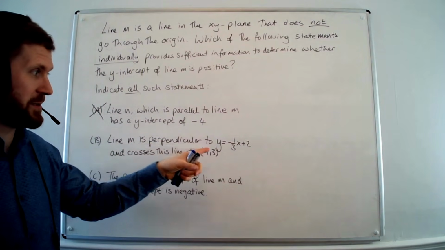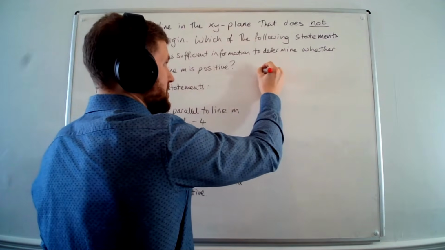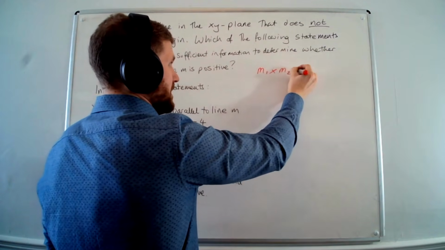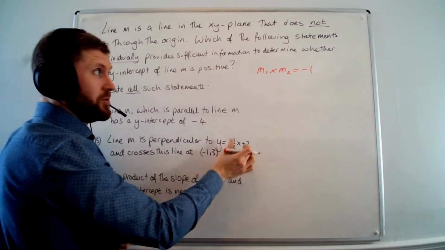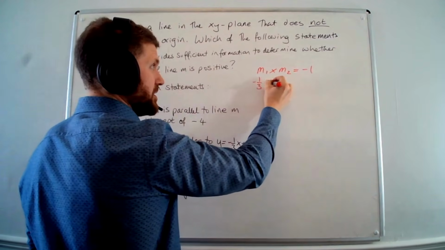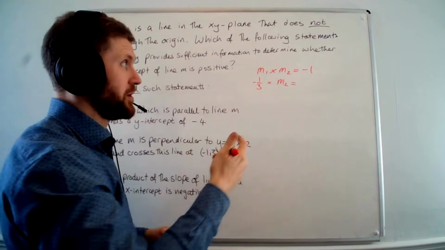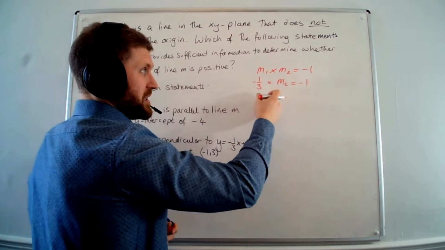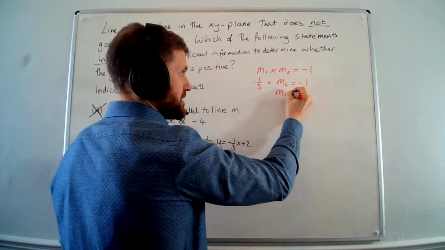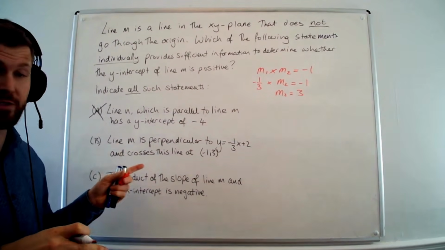So I know that line M is perpendicular to this one. Now, like we said a couple of questions ago, when two lines are perpendicular, the product of their slopes equals -1. So this is the slope I know. So -1/3 times the other slope, the slope of line M, the slope I want, is going to equal -1. If I divide both sides here by -1/3, I'm going to get the slope is equal to 3. So the slope of line M is going to be 3.